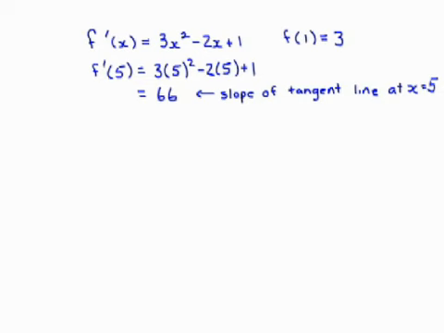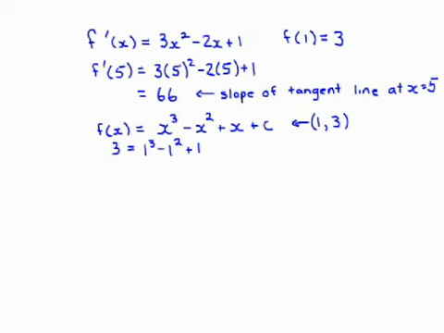When I take the antiderivative, I end up with f of x equaling x cubed minus x squared plus x plus c, our constant, which we have to find. Well, we do know that this particular function passes through the point (1, 3). So I can substitute in an x value of 1 and a y value, or f of x value, of 3, such that I can solve for c. And when I do so, I find that c is equal to 2. So now I have my complete function. f of x is equal to x cubed minus x squared plus x plus 2.